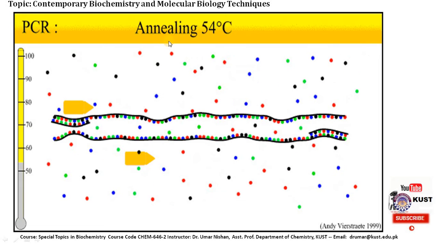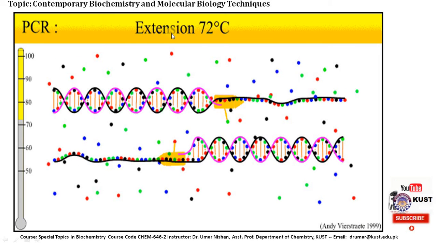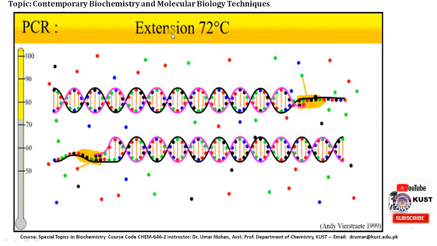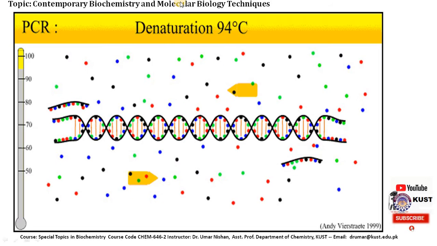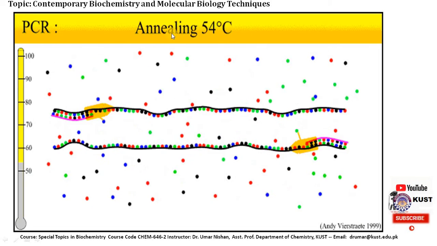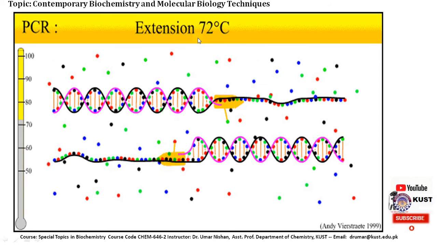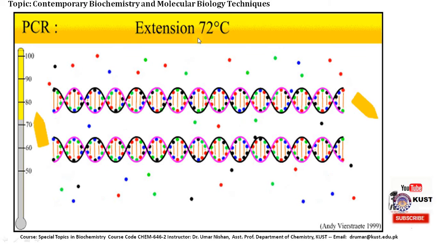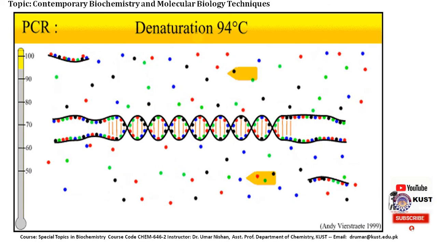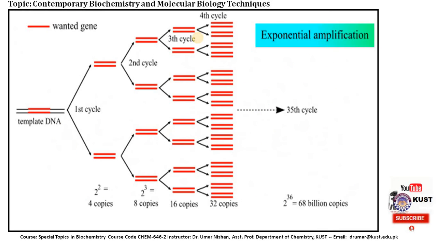So basically we are seeing 3 steps like I mentioned earlier. One of the steps is denaturation, which happens at 94 degrees centigrade. The other one is annealing, which happens at 54 degrees centigrade, and the other one is extension, which happens at 72 degrees centigrade. So this happens for about 30 to 40 cycles.